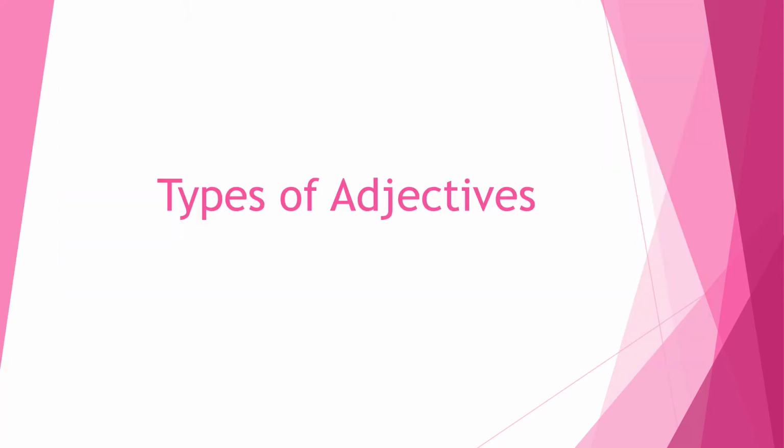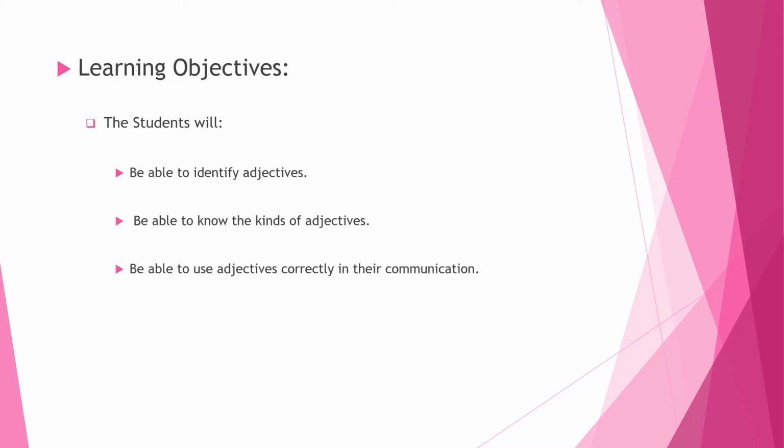Today, we are going to learn what are adjectives, the kinds of adjectives, and degrees of comparison. The learning objectives are: we will be able to identify the adjectives from the given sentences, to know the kinds of adjectives, and be able to use adjectives correctly in communication, and we will be able to learn the concept of degrees of comparison.